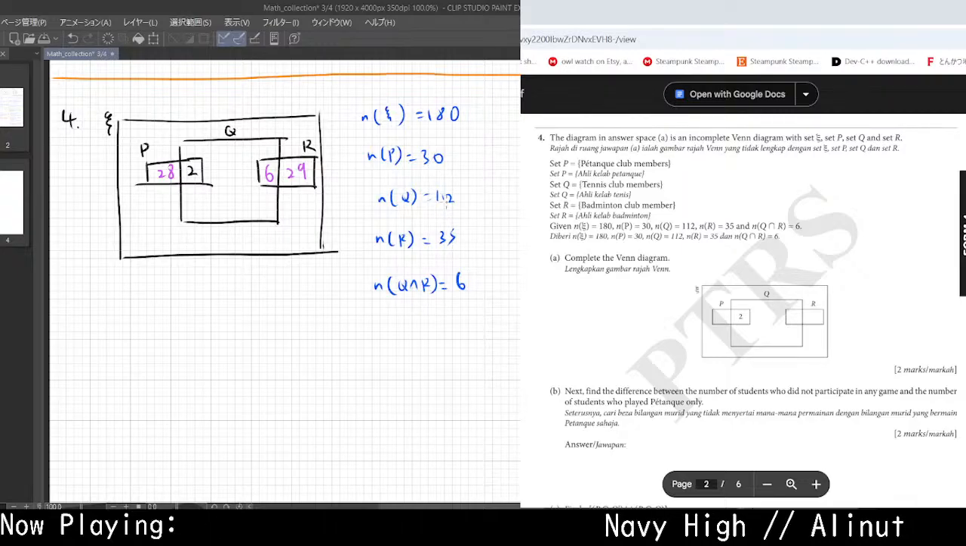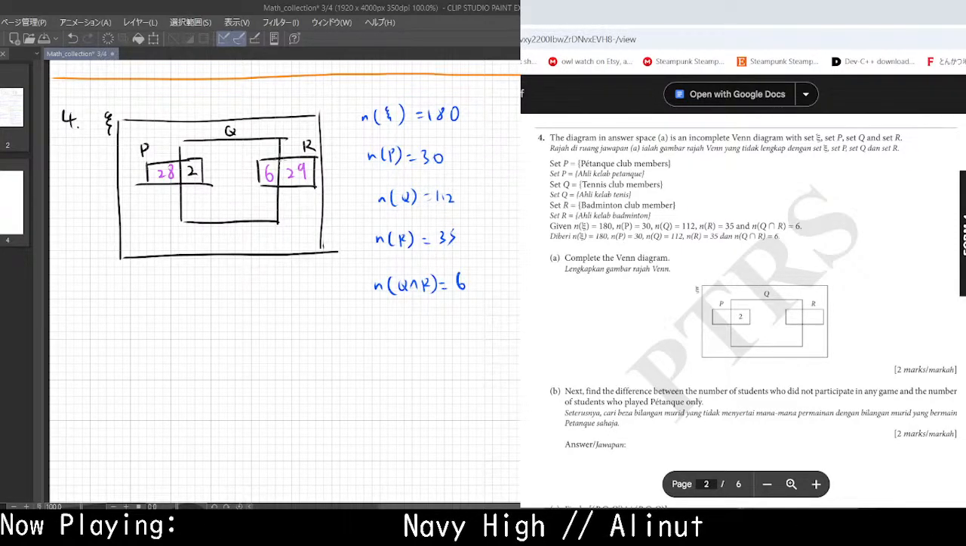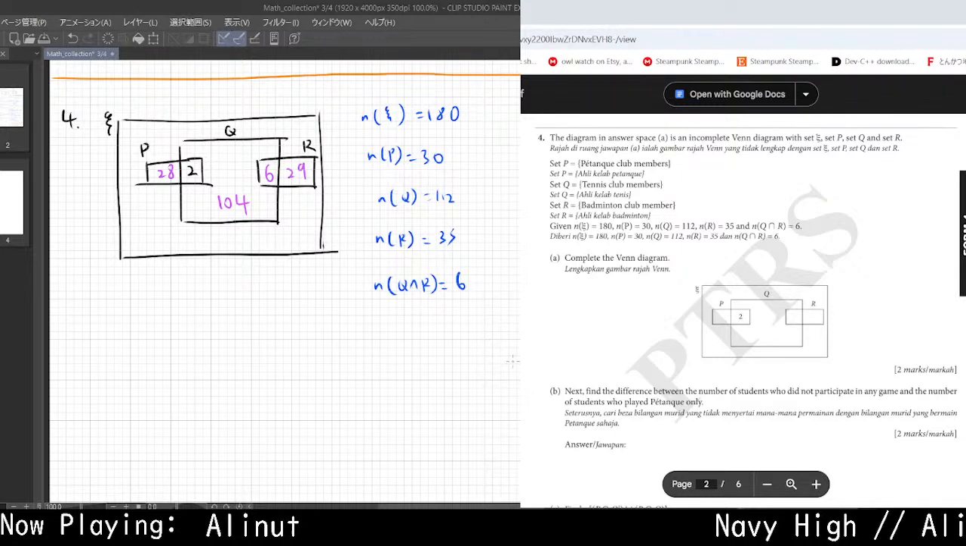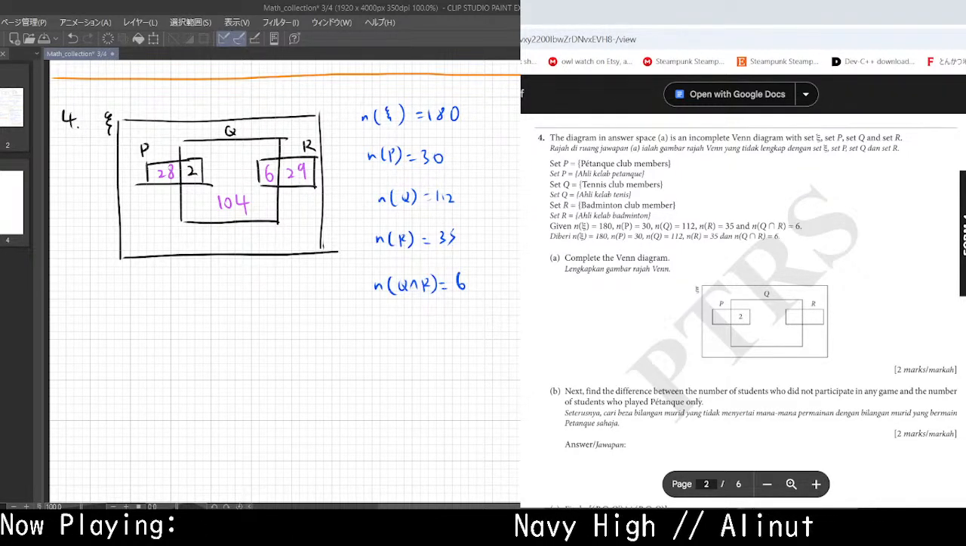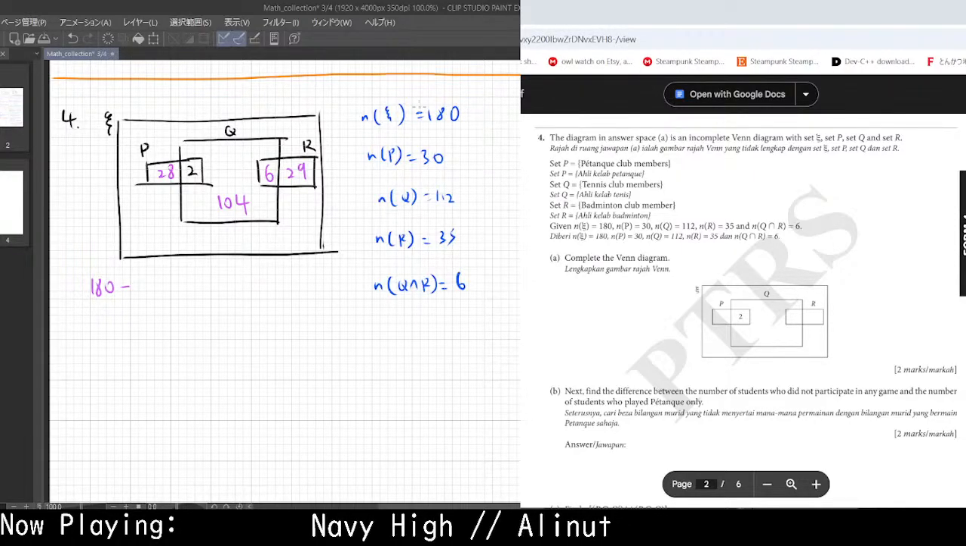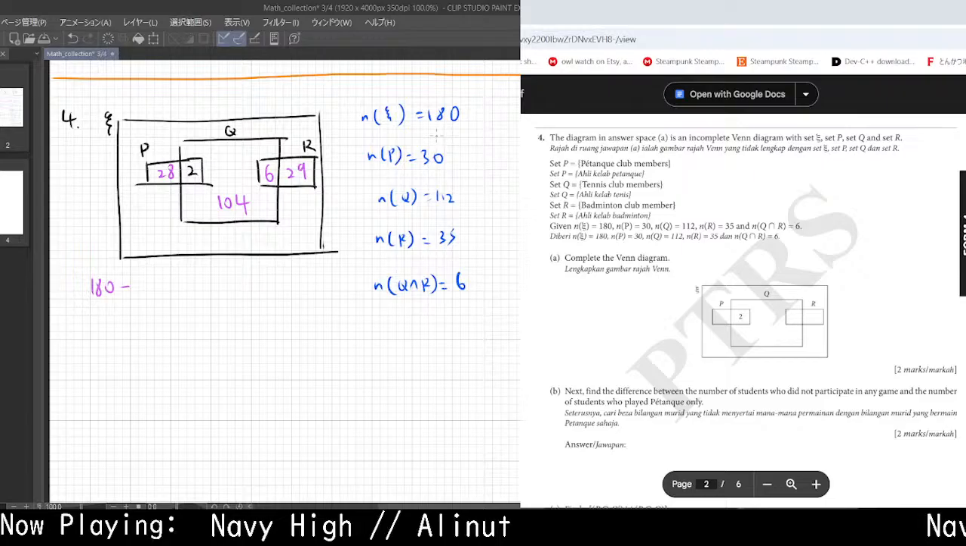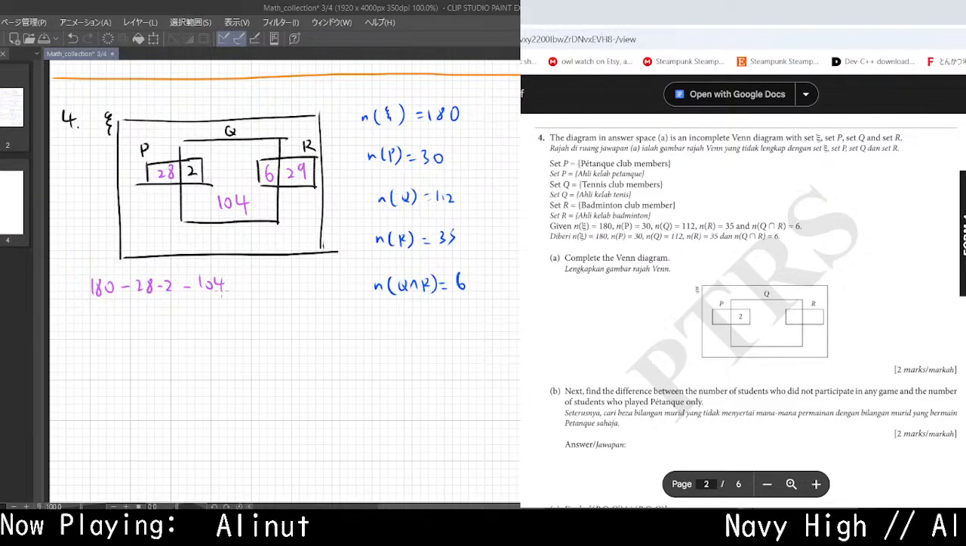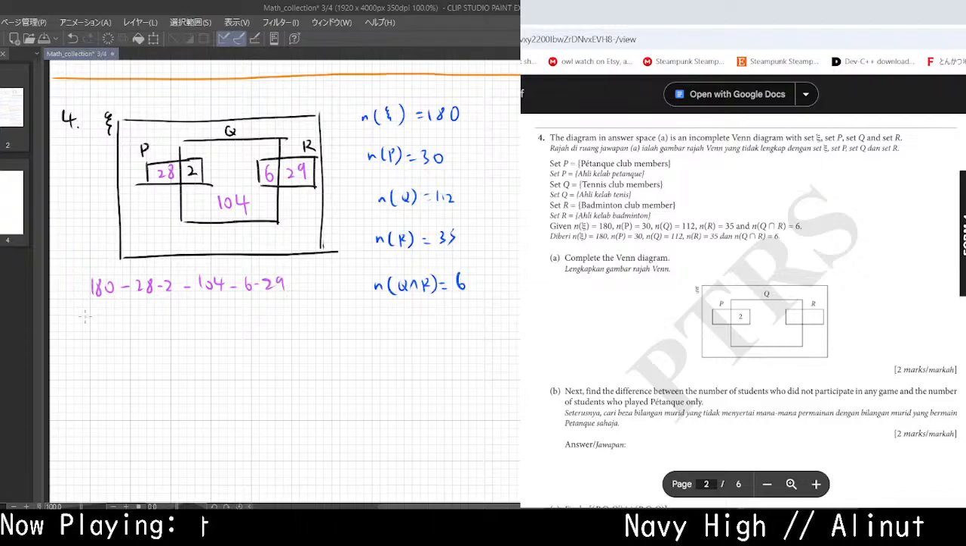So Q will be 112 minus 2 minus 6. So that will be 112 minus 8. You can put it into your calculator, you will get 104. Then after that, you want to double check whether there's anything outside of P, Q and R. So for the outer portion, you just take 180, the entire number of things inside the universal set, and minus out all the portions. Okay, so you get this.